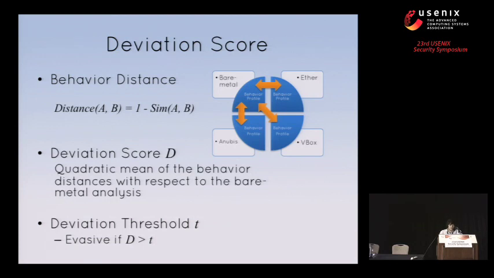Then we take the quadratic mean of these behavior distances to compute the final deviation score, D, of the malware. Here, the deviation score, D, represents how the malware deviates from its execution when it's executed in a bare metal system. And we also define a deviation threshold, T. If the deviation score, D, is greater than T, we say the malware is evasive.